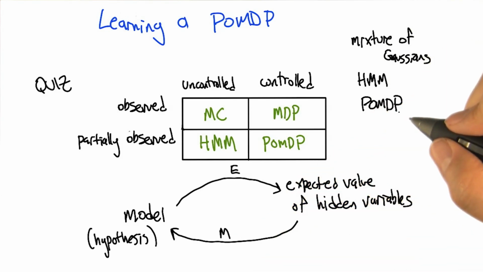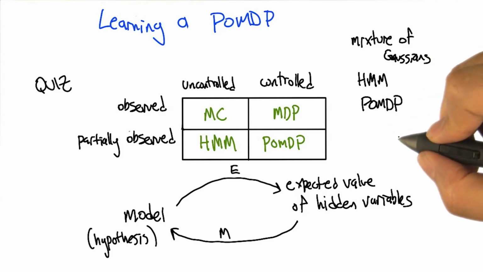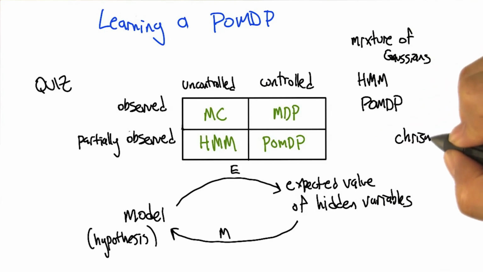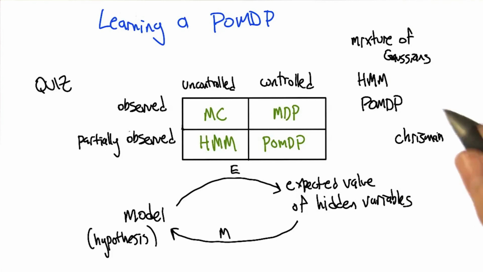So that's actually all we need to say about that, or all we can say about that. Lonnie Chrisman was the first person to point this out in the 90s, that we can learn our POMDP the same way we learn MDPs. And is that fast or slow? Yes, that is fast. No, that is slow.